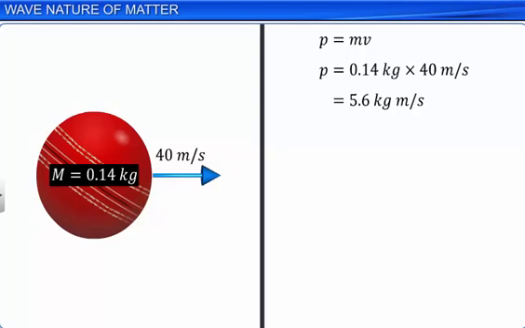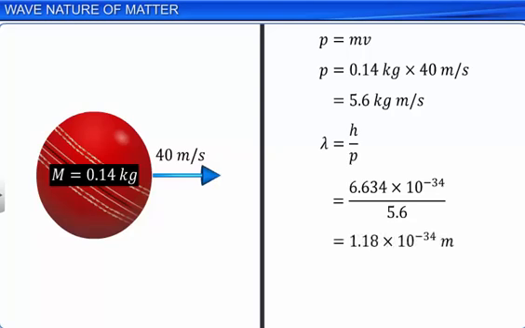The de Broglie wavelength is calculated by dividing the Planck's constant by the momentum of the ball. That is 6.634 × 10^-34 divided by 5.6 kg meter per second. The ratio equals 1.18 × 10^-34 meter.